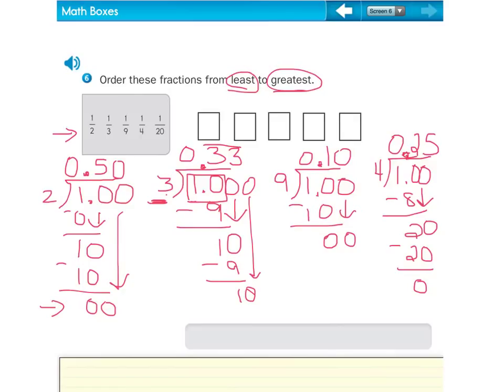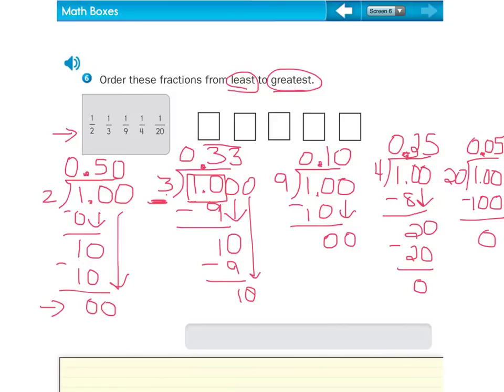One more to go. 20 goes into 1.00. How many times? 20 does not go into 1. Put your decimal up there. 20 does not go into 10. There's another 0. 20 goes into 100 5 times. 5 times 2 is 10. Add the 0 at the end. So 5 times 20 is 100. 100 minus 100 is 0.